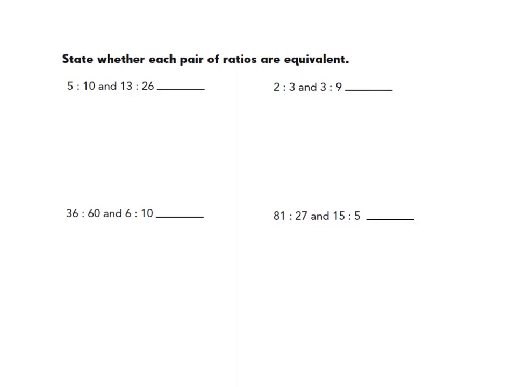If you're trying to see if two ratios are equivalent, if you can put them in simplest form and they are equivalent, then you know that they're equivalent. If in their simplest form they are not equivalent, that means that they're not equivalent ratios.